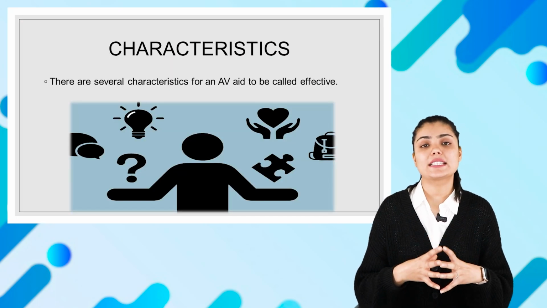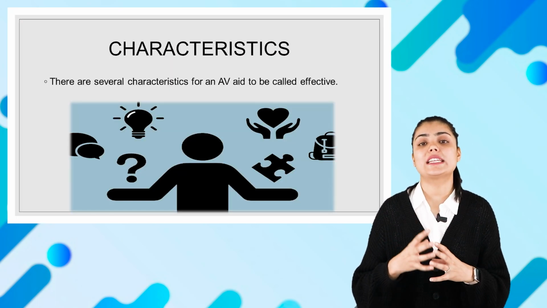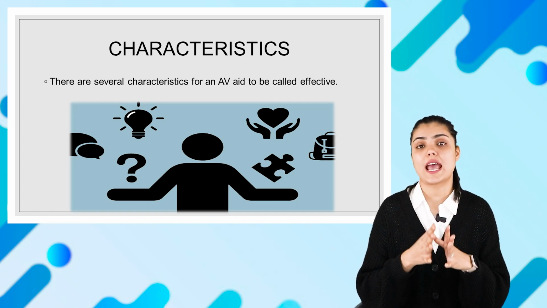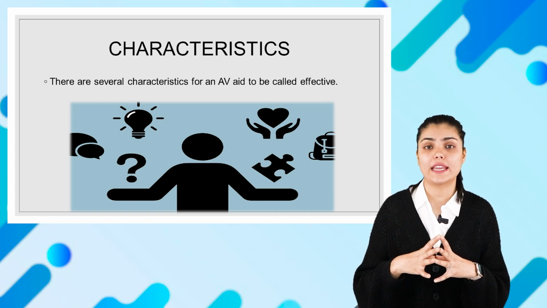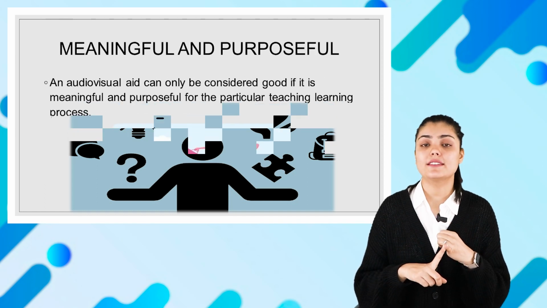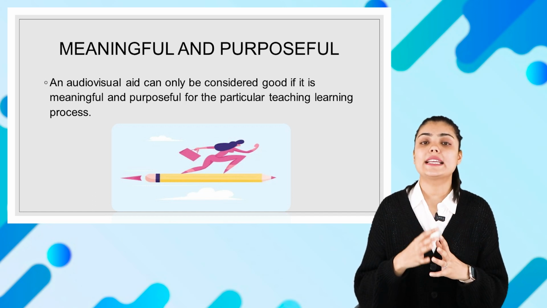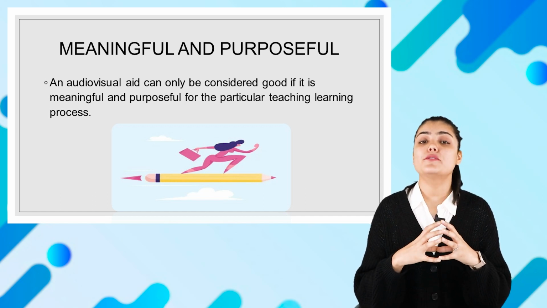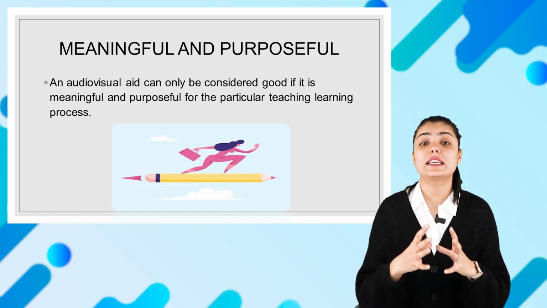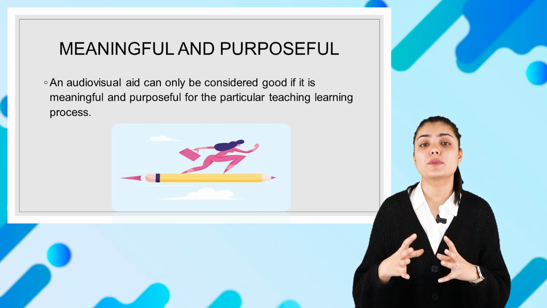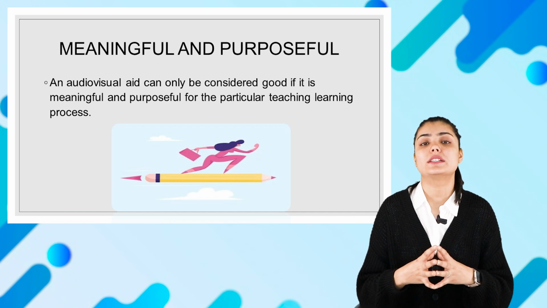Now that we know what educational media is, and what its various purposes and importance are, let us see what the characteristics of an educational media are. There are various characteristics an educational media or an AV aid has to meet before it is considered an effective or a good AV aid. So the first characteristic is meaningful and purposeful. An audiovisual aid can only be considered an effective or good one if it is meaningful and purposeful for the particular teaching learning session.